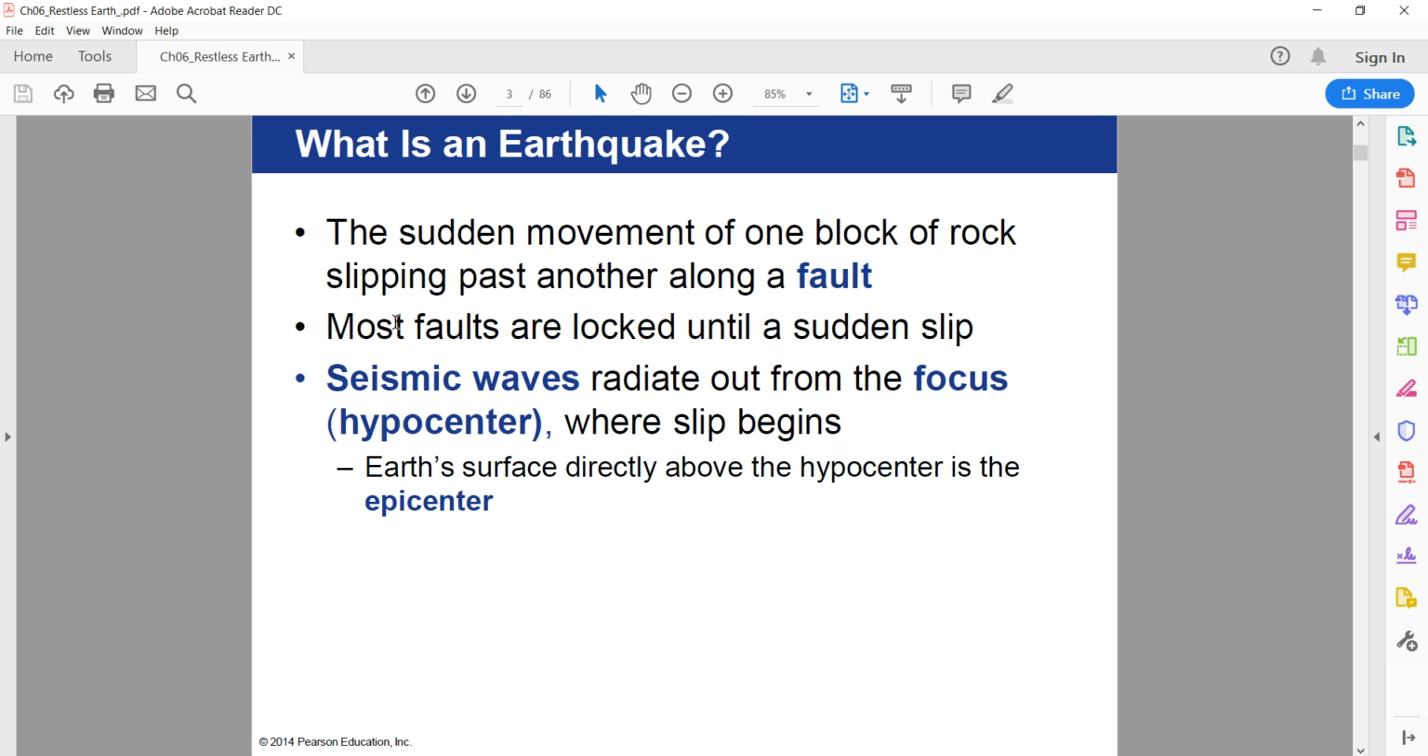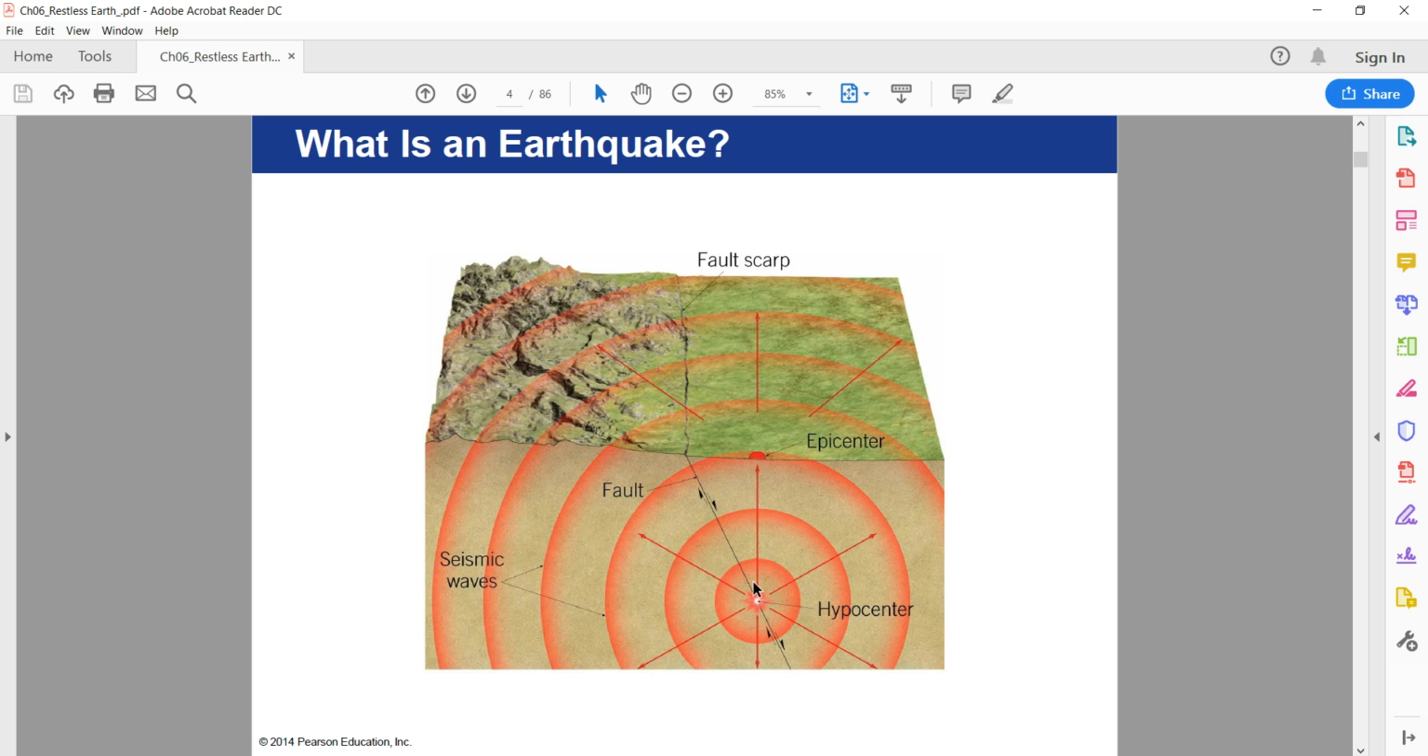So this is what it says here. Most faults are locked until a sudden slip. Seismic waves radiate out from the focus, the hypocenter, where slip begins, and Earth's surface directly above the hypocenter is the epicenter. So there are three new terms coming up: seismic waves, hypocenter, and epicenter. Right. So let's look at those terms.